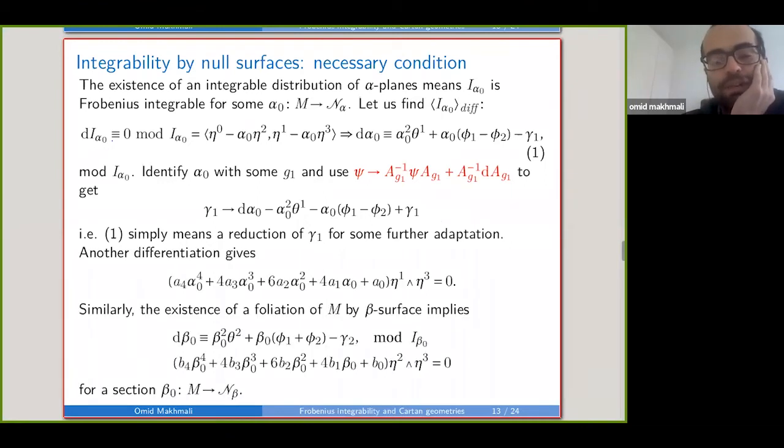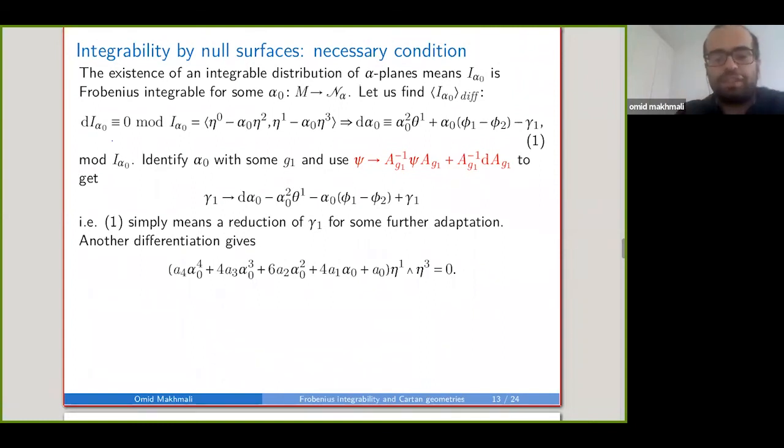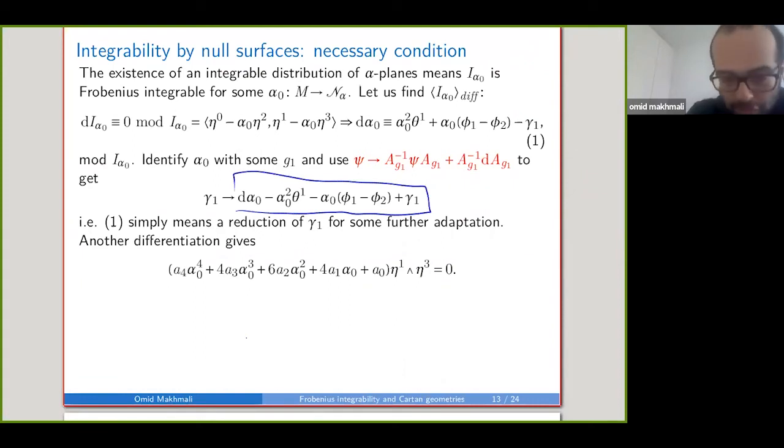All right, so let's take another differentiation of exactly this newly introduced one form, and one more differentiation exactly gives that this two form has to be zero. That means this section has to be a principal null plane.